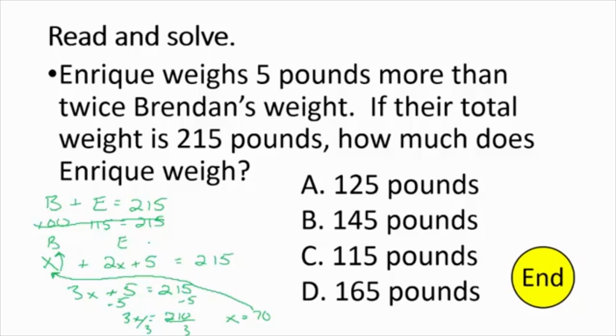70 is x, or Brendan's weight. Remember, Enrique weighs twice as much plus 5 pounds. So if we plug in that 70 here, 2 times 70 plus 5 equals 145. The double check is if we add these two together, we get 215 pounds, which is what we're supposed to. So the choice is B.